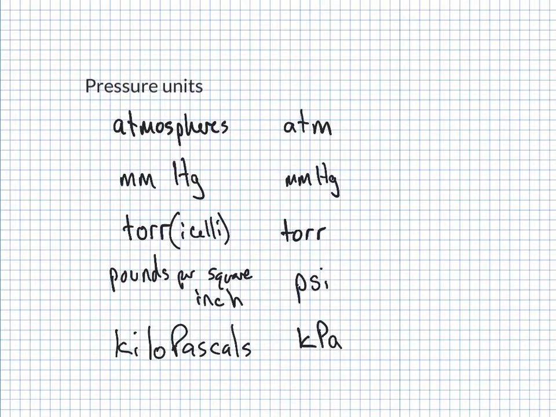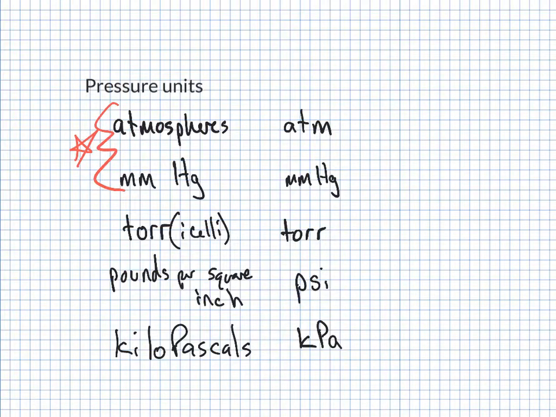Physics uses kilopascals almost exclusively, and to be quite honest, the rest of chemistry outside of the United States also uses kilopascals, but AP does not really use it. They are very much focused on these first two units here. Those are the ones that you're going to see most often.